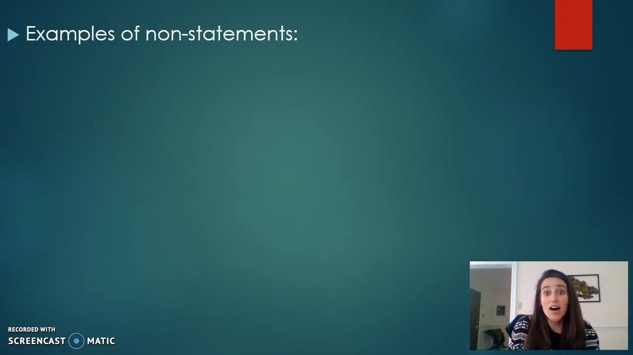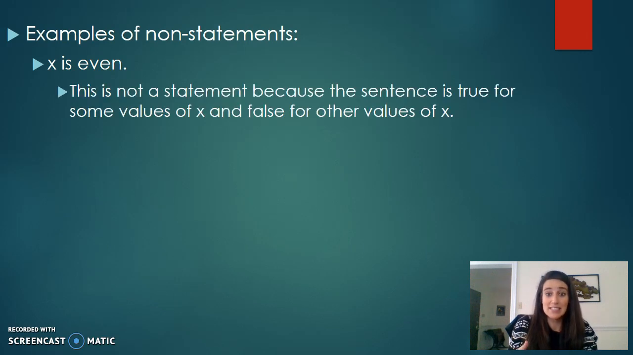An example of a non-statement could be something like the sentence, x is even, because it depends on what x is. X is a variable, so if x is 2, 2 is even, and the sentence is true. But if x is 3, say, then 3 is not even, and that sentence would be false. So any sentence that involves a variable like this is not a statement because it's true for some values of x and false for other values of x.